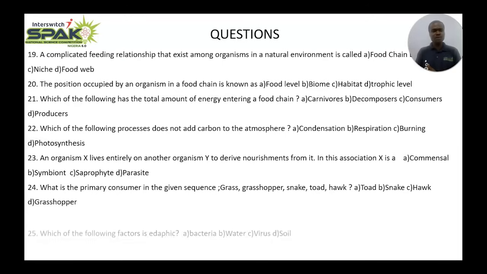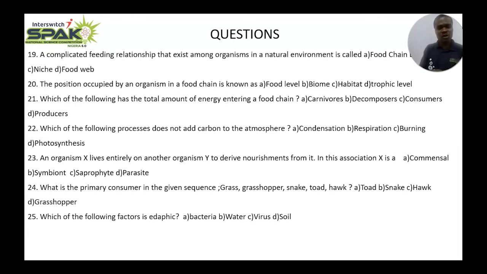That's the appropriate option. Next question says, which of the following factors is edaphic? A, bacteria; B, water; C, virus; D, soil. Edaphic has to do with soil factor.